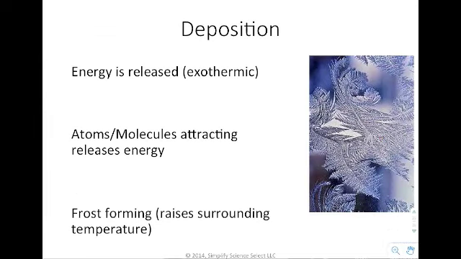The exact opposite of sublimation is called deposition. And deposition is where the energy is released. So this is the process where you go from a gas directly to a solid.